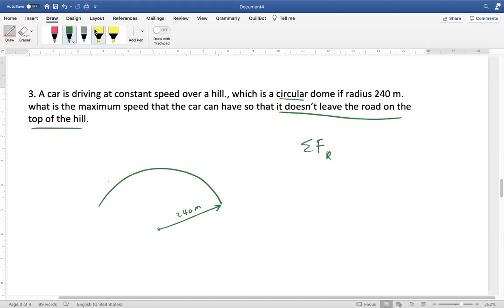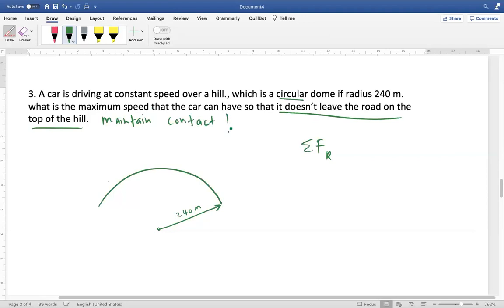Siapa yang jawab tu? Syakirin. Thank you. Betul. Soalan macam ni bila tanya doesn't leave the road on the top of the hill, maksudnya dia maintain contact. Betul tak? What is the type of force that maintains contact? R or normal force. Betul.